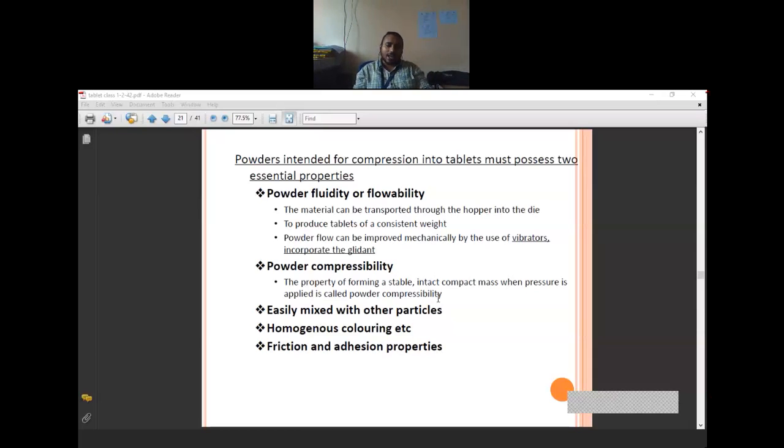Next, friction and adhesion properties. Adhesion is most important to bind all the granules into a tablet form after compression. Friction is also important for the flow properties. If friction is high, it will decrease the flow properties. So it is the most important thing at the time of compression.